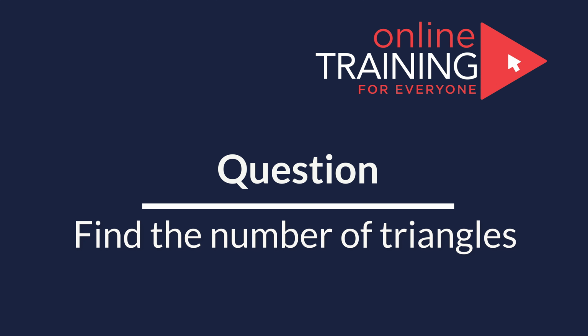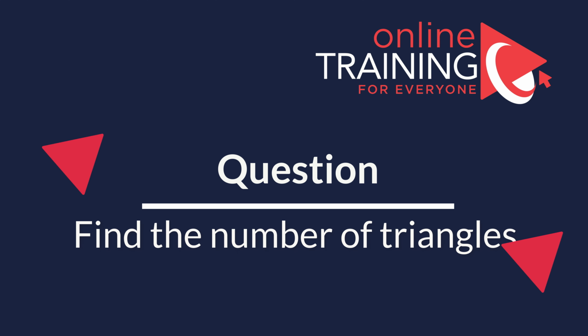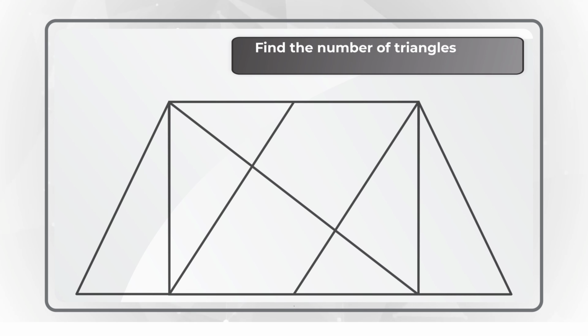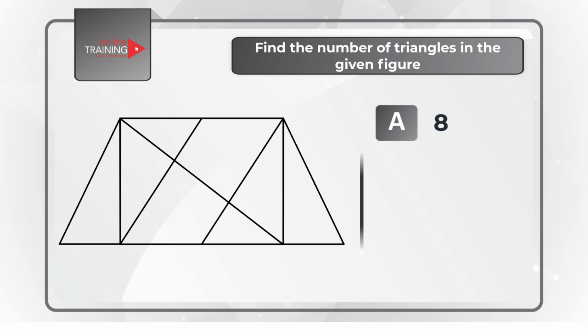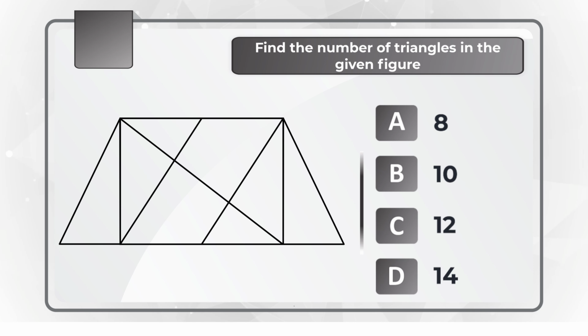And now, here's the question for you to try your skills. You need to determine how many triangles are shown on the screen. You have 4 different choices. Choice A, 8, choice B, 10, choice C, 12, and choice D, 14.